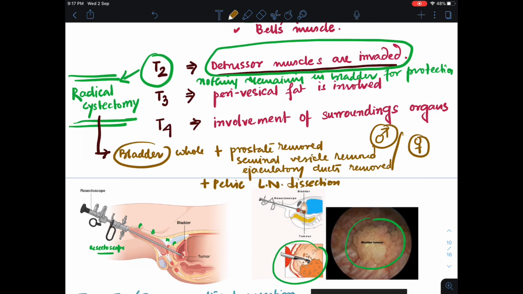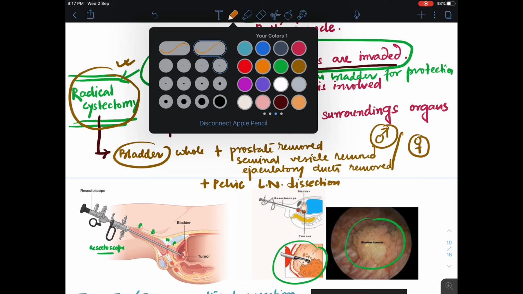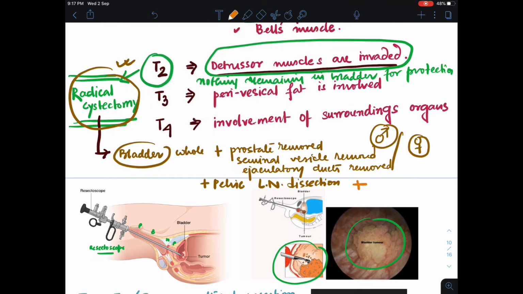And the next question that comes to the inquisitive mind is, where will the urine be stored and drained? For that purpose we do a diversion operation, which will be discussed in a different video. So if you want to know about the diversion operation, let me know in the comments below.